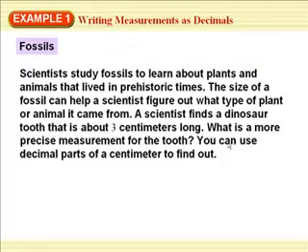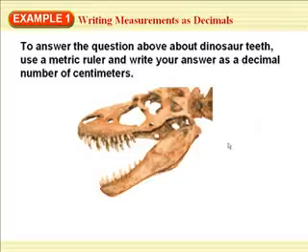Writing measurements as decimals. Fossils. Scientists study fossils to learn about plants and animals that lived in prehistoric times. The size of a fossil can help a scientist figure out what type of plant or animal it came from. A scientist finds a dinosaur tooth that is about 3 centimeters long. What is a more precise measurement for the tooth? You can use decimal parts of a centimeter to find out.